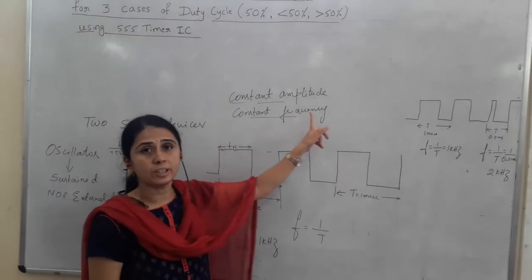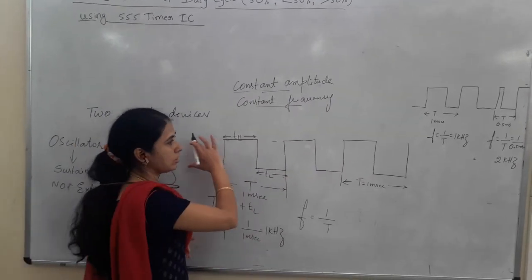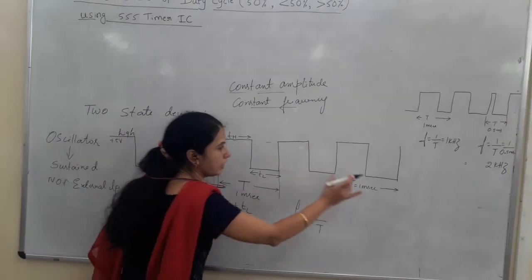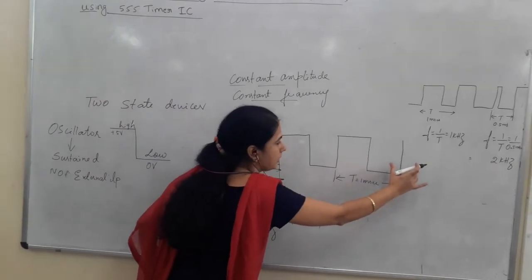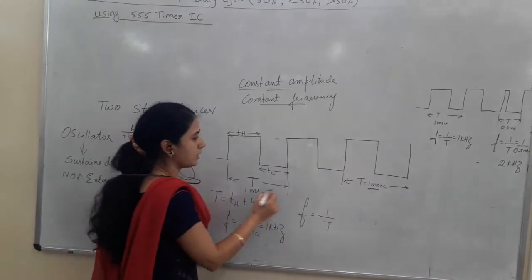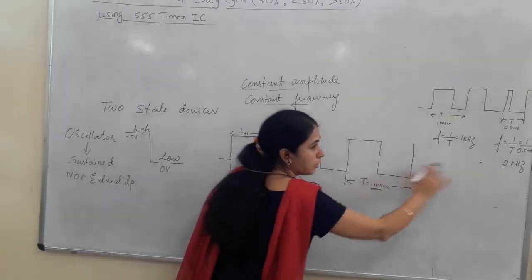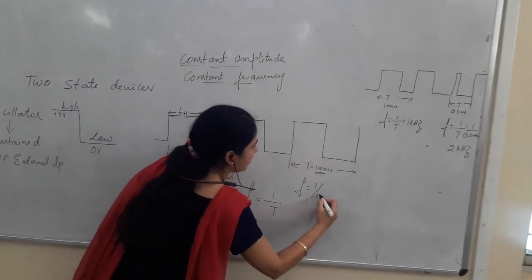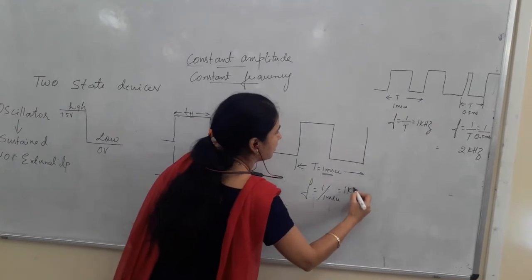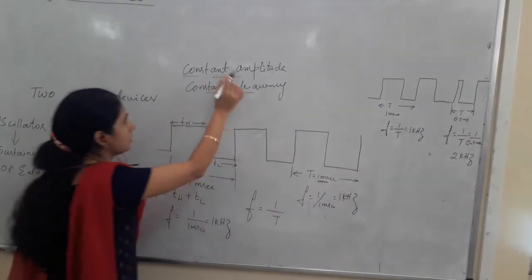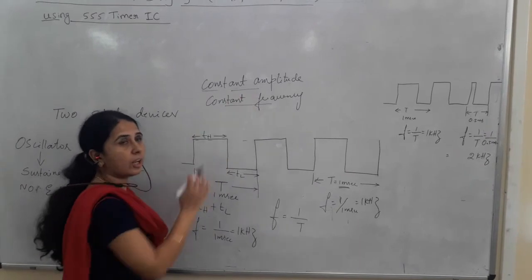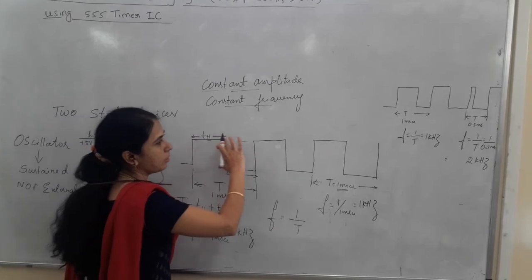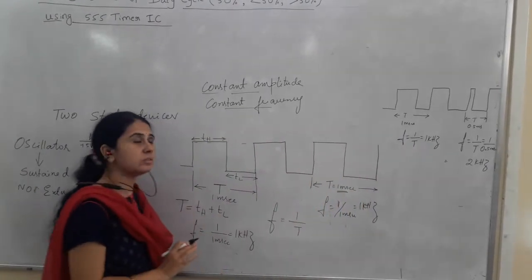It is called constant frequency because the oscillator produces such oscillation that whenever we measure T at any part of the cycle, T should remain the same. If it is 1 millisecond, it should be the same 1 millisecond throughout the waveform. So, here also the frequency will be 1 kilohertz. 1 by 1 millisecond is nothing but 1 kilohertz. So, we call it constant. We say this is a constant amplitude. Amplitude is nothing but the height of a waveform. You can see that the height of the waveform remains the same throughout the waveform.